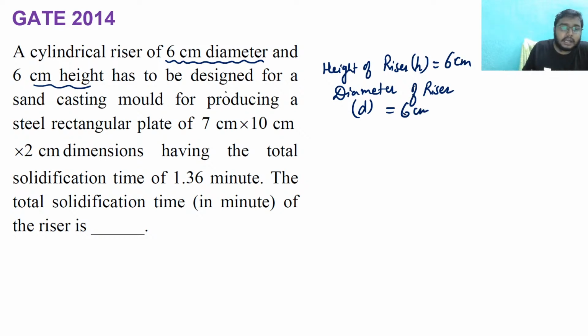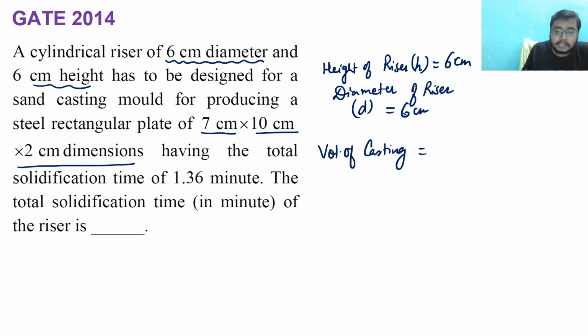Next, it is to be designed for a sand casting mold for producing a steel rectangular plate of 7 centimeter, 10 centimeter and 2 centimeter dimensions. These dimensions are given of the casting. So can I say that the volume of casting is given as 7 cross 10 cross 2? This is the thing that is given.